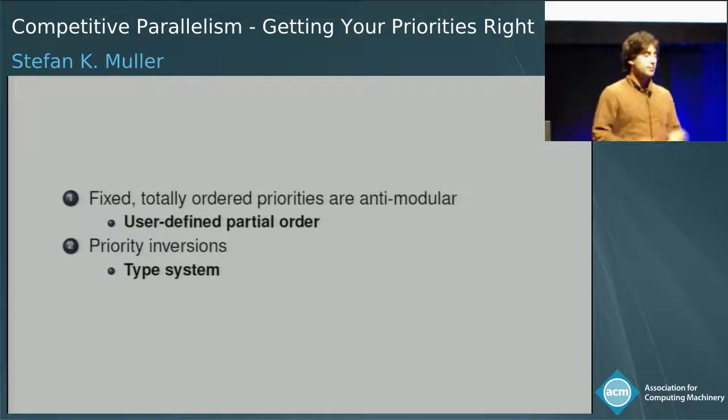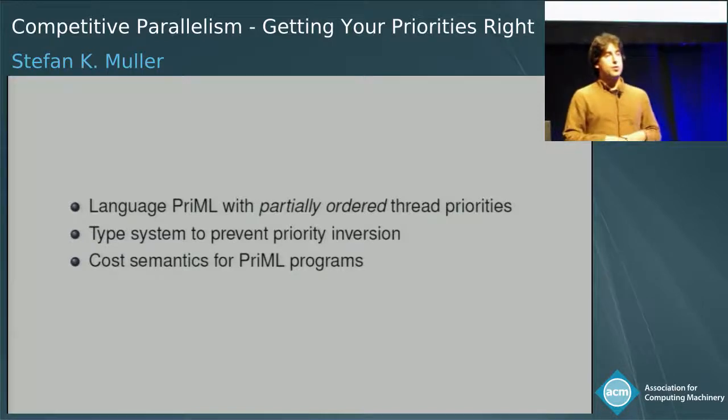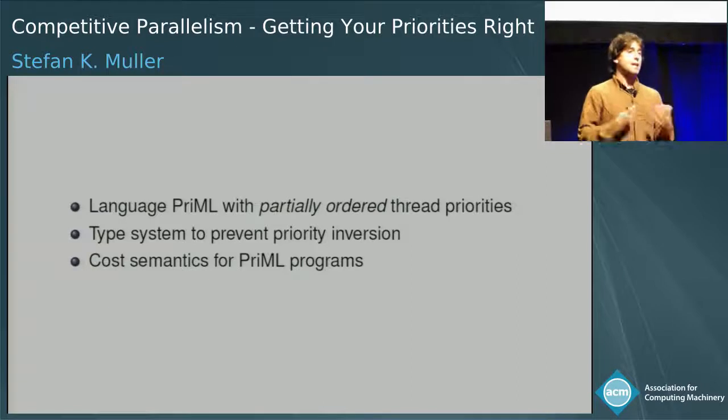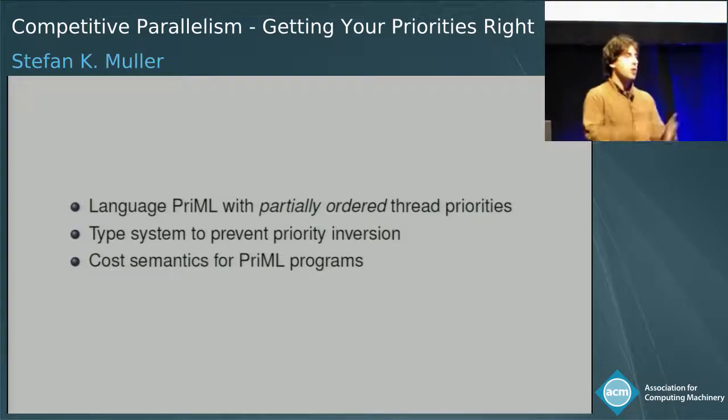So without further ado, the contributions of this paper are a language which we've called Primal, which draws priorities for threads from a partially ordered user-defined set, and has a type system to statically prevent priority inversions. The thing that I'll talk about for most of this talk, actually, is the cost models, how we take existing cost models for reasoning about the throughput or the total computation time of parallel programs, and how we extend those to reason not just about the throughput, but also about the responsiveness of responsive parallel programs.